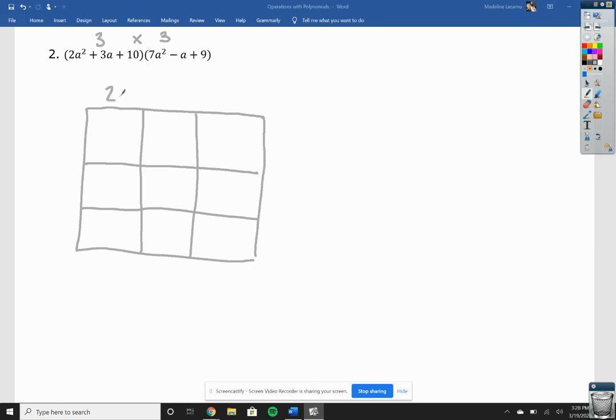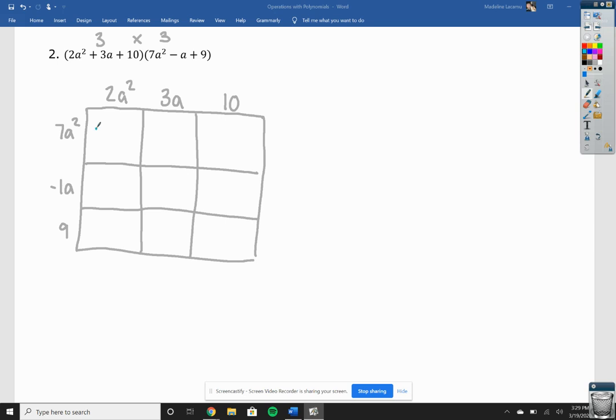Across the top, I'm going to have 2a squared, 3a, and 10. Along the side, I'm going to have 7a squared, negative 1a. So I'm going to add the negative 1 there, even though it's negative a, and 9. And now we just have to do all of the normal steps. We just have a lot more boxes to fill than we did in the other examples. Still going to do it the same way though.